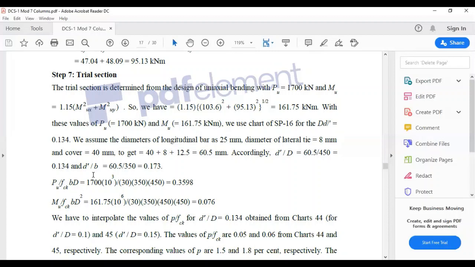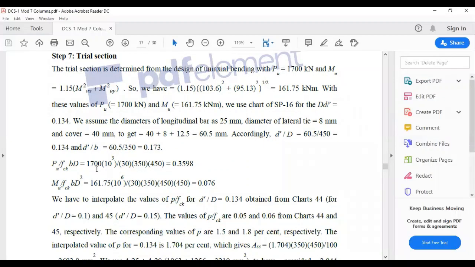And similarly D dash by B becomes 60.5 upon B, which is 350, so it becomes 0.173. Next we'll find the value of Pu upon fck bD. So Pu is 1700, fck is 30 given in the question, b is 350 and D is 450 as we have been using. So this comes out to be 0.3598.